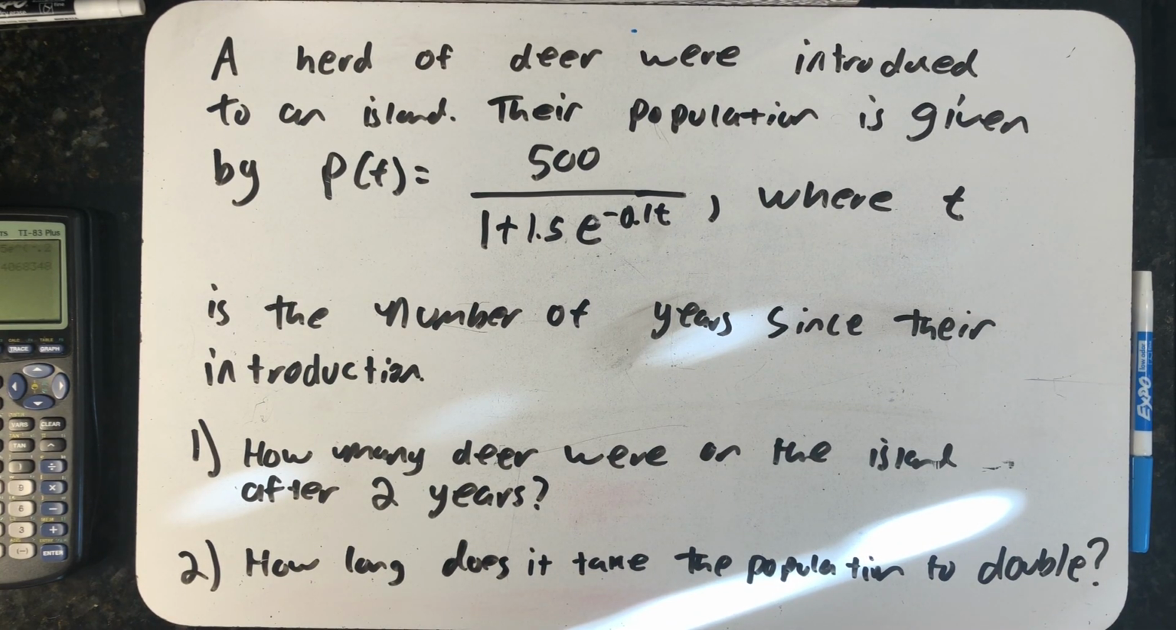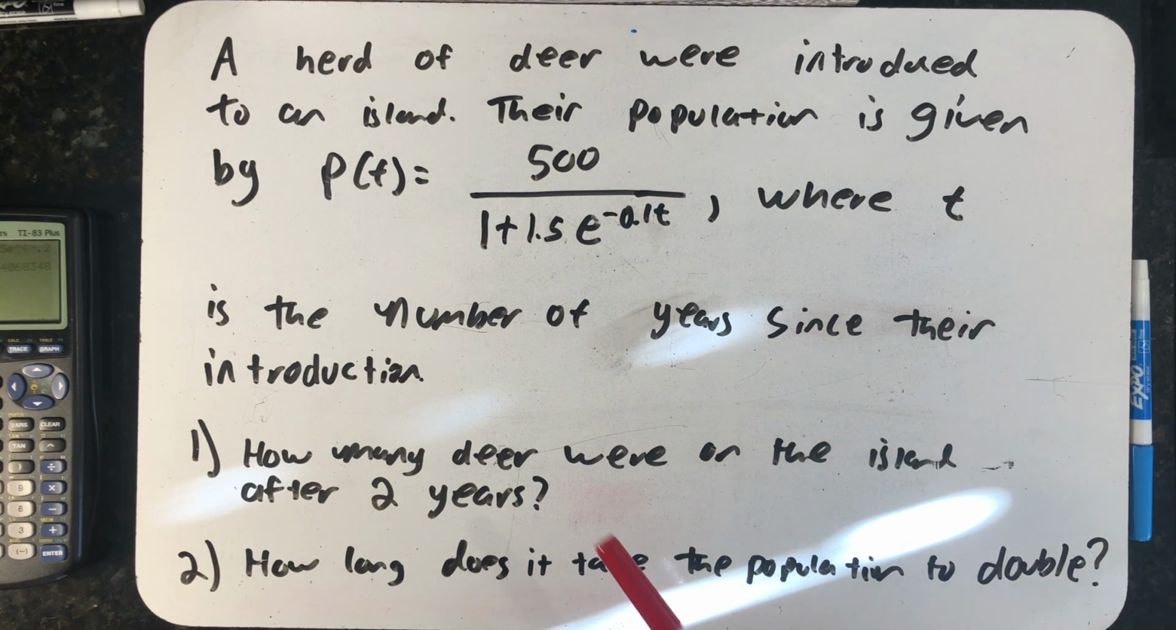A herd of deer were introduced to an island. Their population is given by P(t) = 500 / (1 + 1.5e^(-0.1t)), where t is the number of years since their introduction. How many deer were on the island after 2 years? How long does it take the population to double?